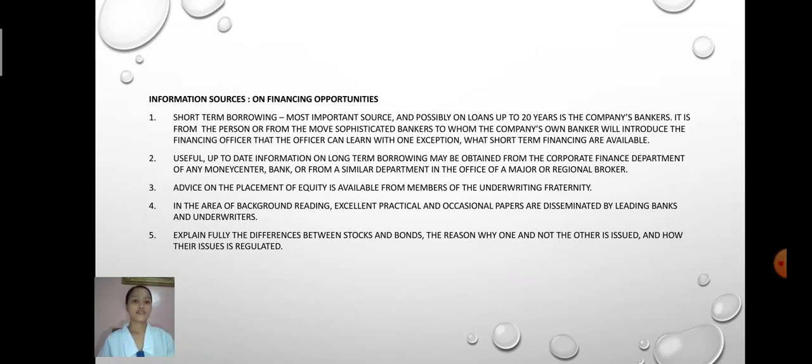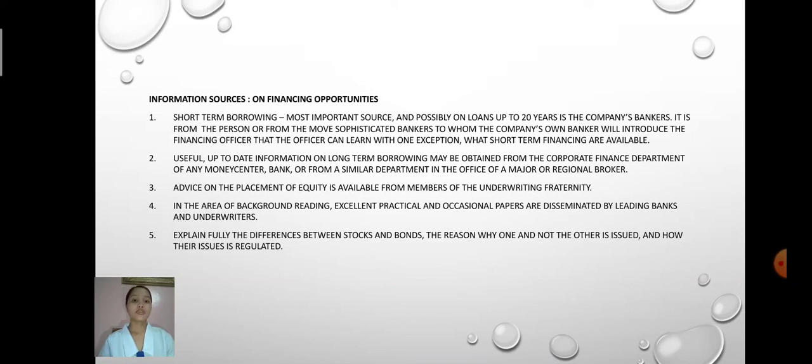Information sources on financing opportunities. 1. Short-term borrowing. Most important source, and possibly on loans up to 20 years, is the company's bankers. It is from the banker or from the more sophisticated bankers to whom the company's own banker will introduce the financing officer that one can learn what short-term financing is available.